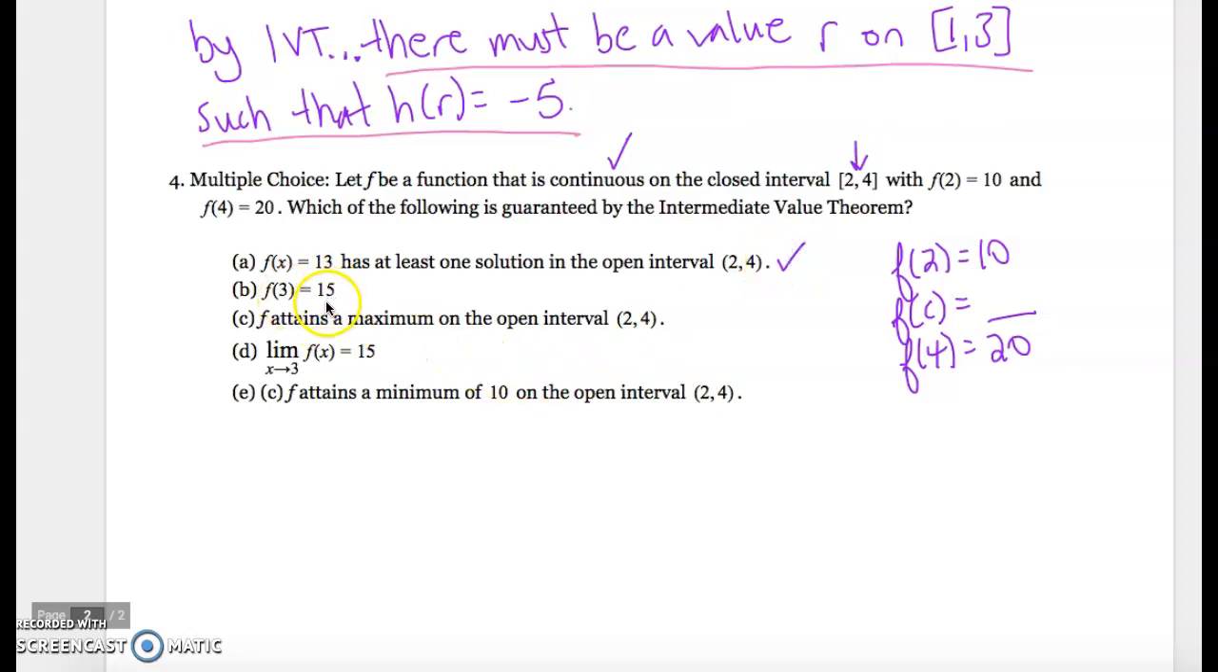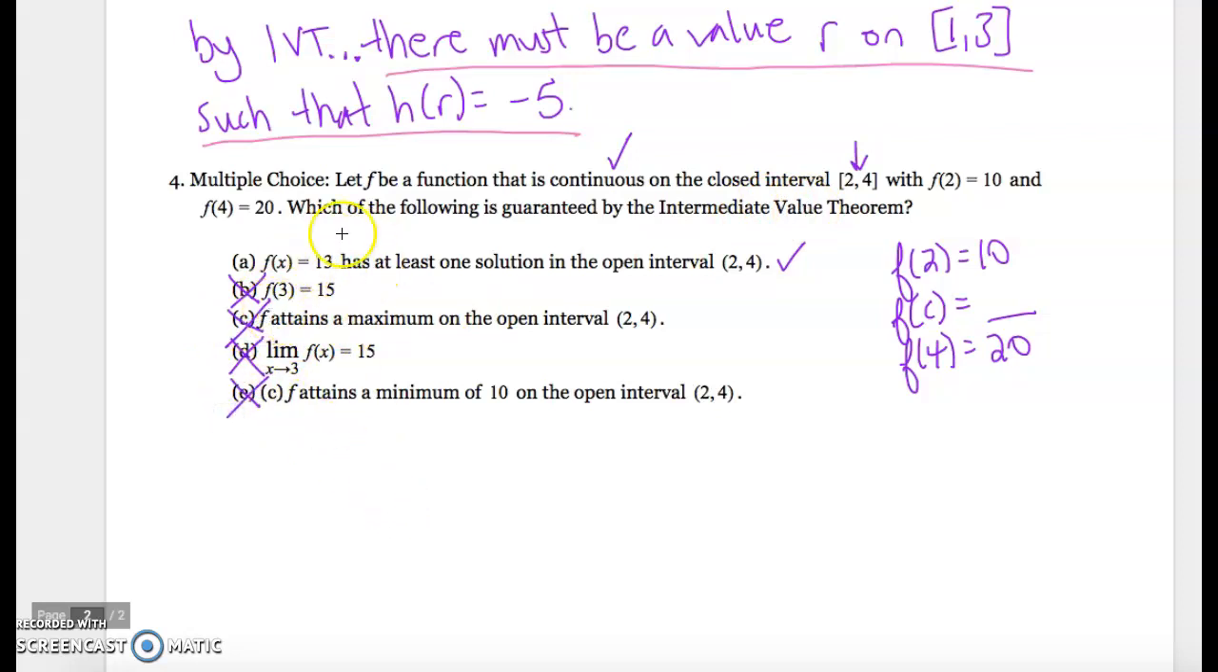f of 3 equals 15. So it would be nice if f of 3 equals 15 because that would be a linear function, right? If this goes up by 1, this would go up by 5, but we don't know that for sure. The intermediate value theorem doesn't tell us exactly what function it is, just that there would be some value that exists between 2 and 4 that would produce an answer between 10 and 20. It doesn't tell us exactly what that value is. Same thing with this limit down here. We don't necessarily know that the limit equals that. And then intermediate value theorem doesn't tell us anything about maximums and minimums, so you can get rid of those answers as well.